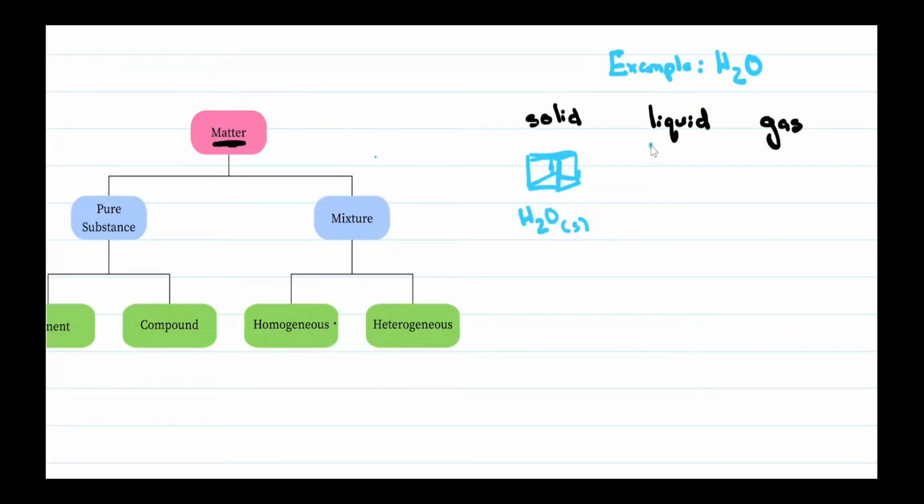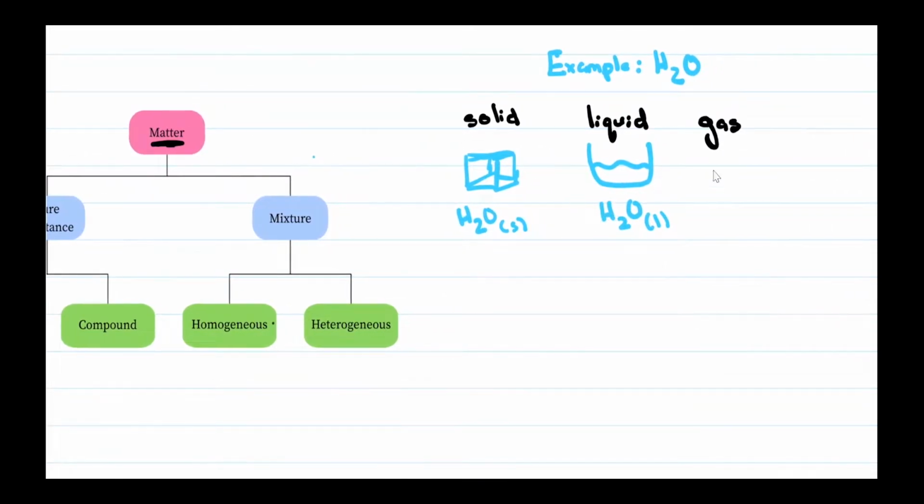Next, we can look at a liquid. This is going to be a bowl, and inside here is going to be some water. It's the same chemical formula, but this time it's water in a liquid phase. So we're just going to draw a little L here. As you can see, the particles aren't as tightly compacted as they are in the solid, because liquids aren't as tight or rigid as solids are. So that's an important observation to make there.